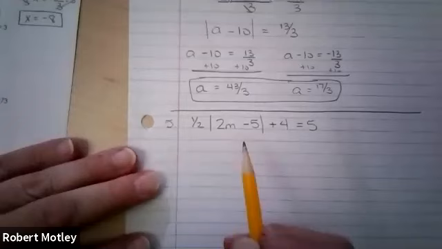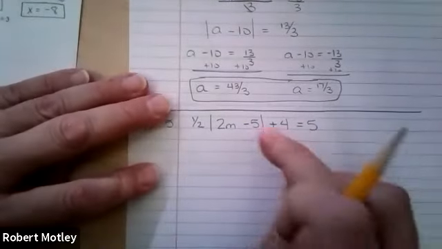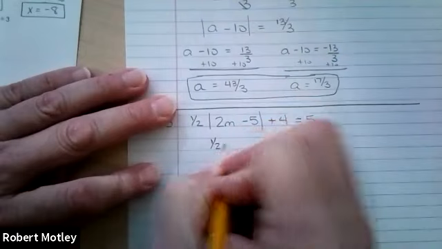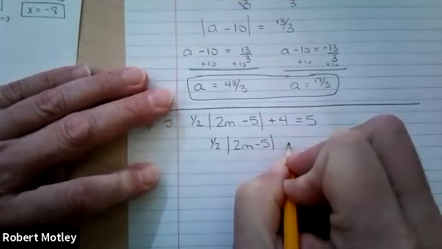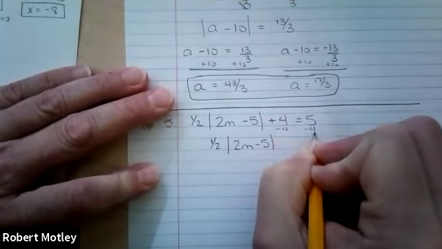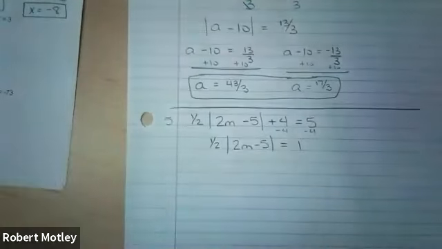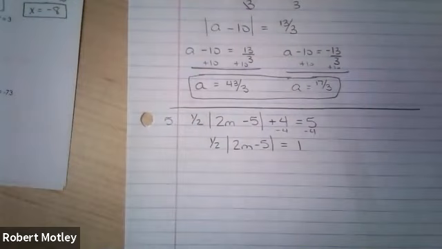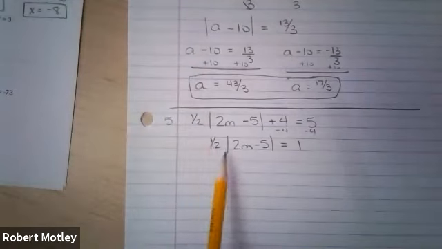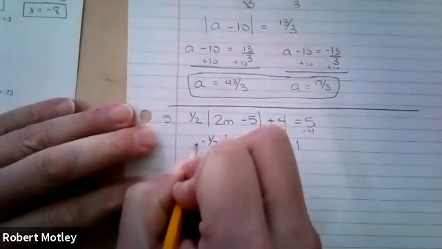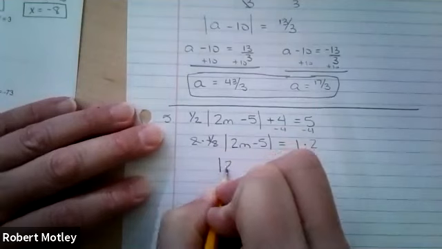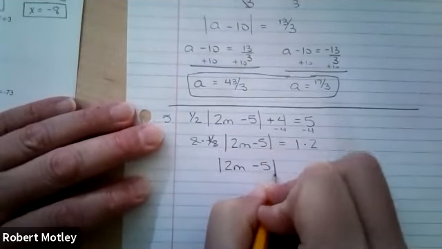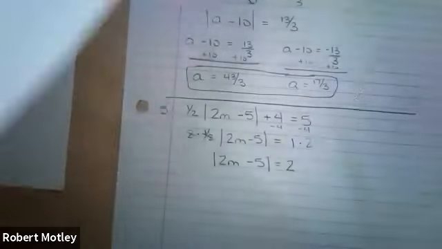All right, same thing. I'm trying to get this by itself. So I'm going to go ahead and subtract that 5 over. So I've got the absolute value of 2m minus 5, and subtract that 4 over. So if I subtract 4, that's going to give me equal to 1. All right. And then once again, step number 1, I want to get this absolute value all by itself. So let me get rid of that 1/2. When I get rid of 1/2, I'm going to go ahead and multiply both sides by 2 because 2 times 1/2 will cancel. And I got absolute value of 2m minus 5 is equal to 2.